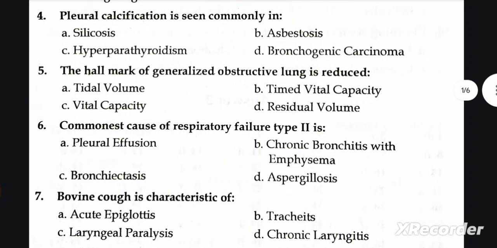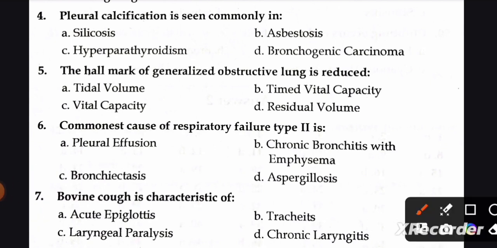Next question है: pleural calcification is seen commonly in A. silicosis, B. asbestosis, C. hyperparathyroidism, and D. bronchogenic carcinoma. Right option is B. asbestosis. Next question is: the hallmark of generalized obstructive lung is reduced A. tidal volume, B. timed vital capacity, C. vital capacity, and D. residual volume. Right option is B. timed vital capacity.